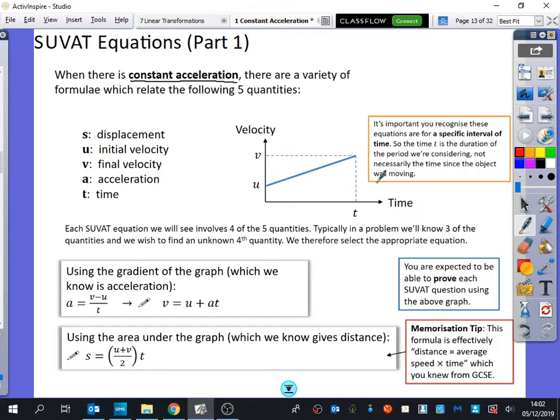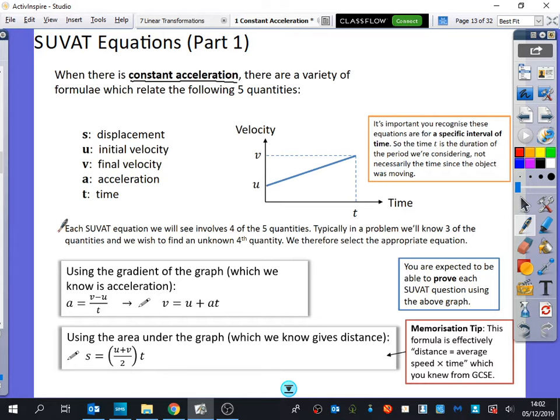And I've written in our orange box here that it's important you recognize these equations are for a specific interval of time. So that the time t is the duration of the period we're considering, not necessarily the time since the object was moving. So in that example of me walking over to my chair and walking back again, I don't have to say that time is from the very beginning to the very end. I could talk about the period of time from me stood at my chair to the point where I finished up. It doesn't have to be from the beginning of time. It can just be whatever period of time that I want to consider.